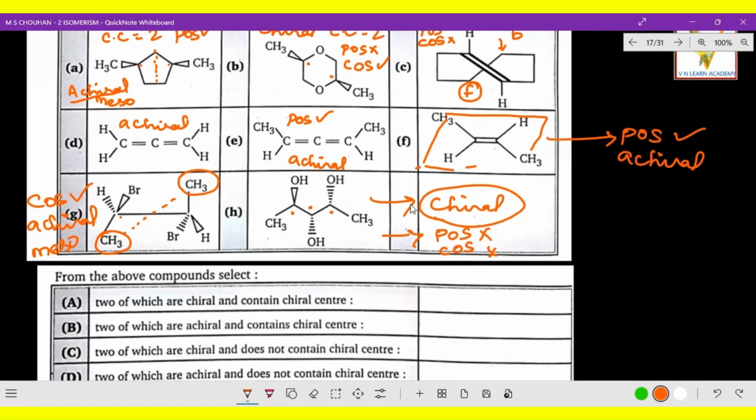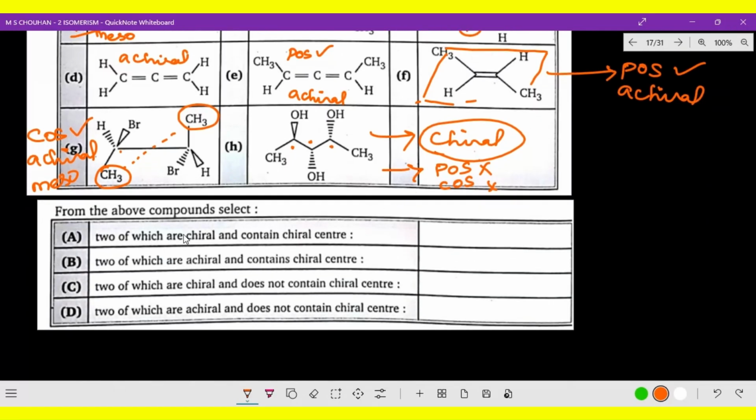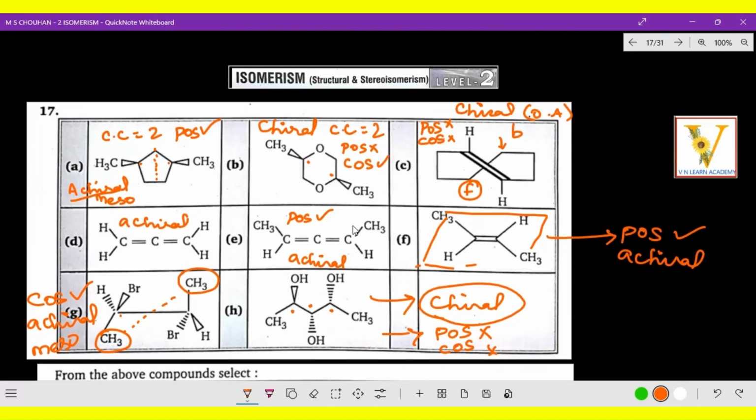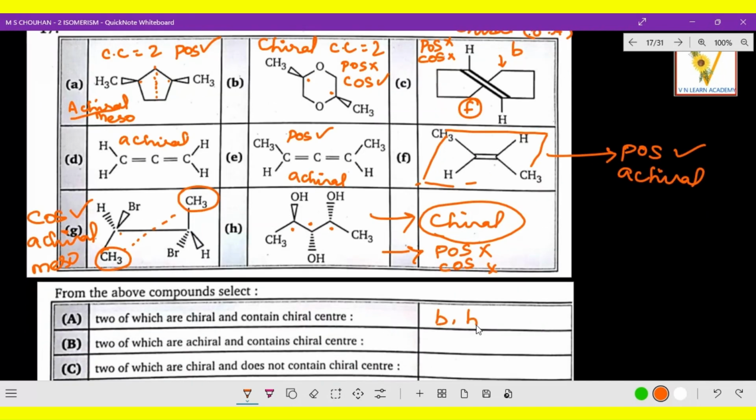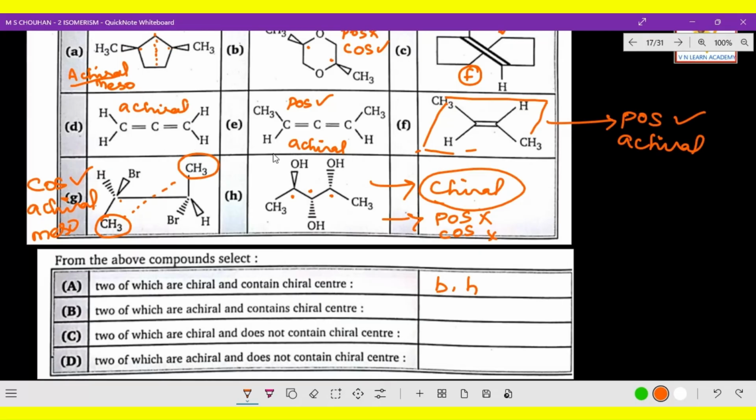Now come on, let us find out here. Two of which are chiral and contain chiral center. So two are chiral, with chiral center. So this is actually B and H, it is chiral center. And the next one, achiral, it is A, and the next one, G. See, A and G. Right, achiral, right? So A and G.